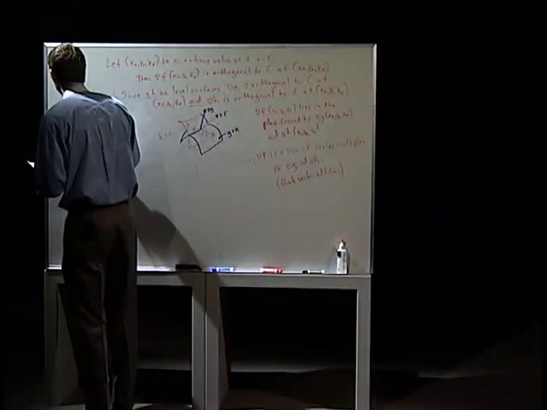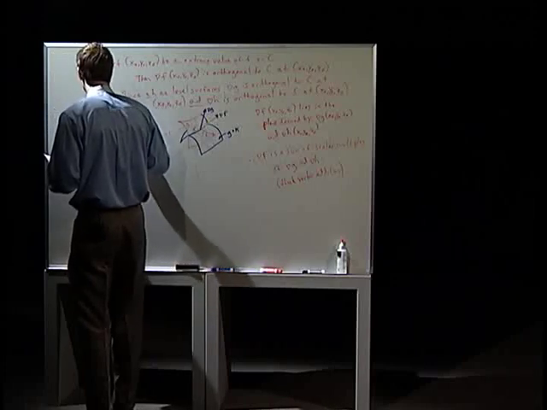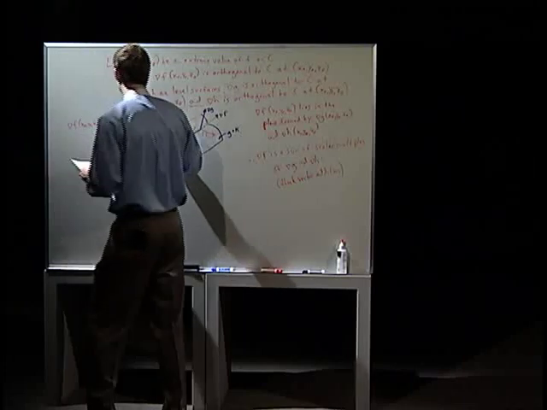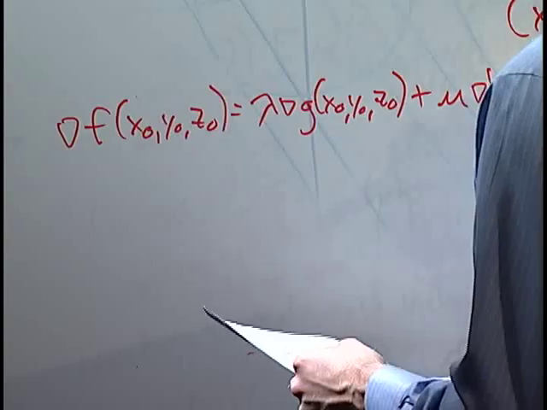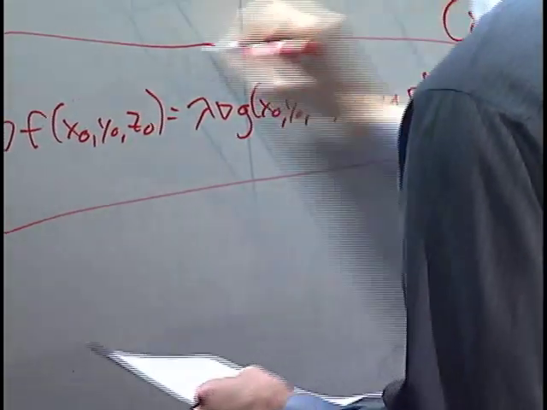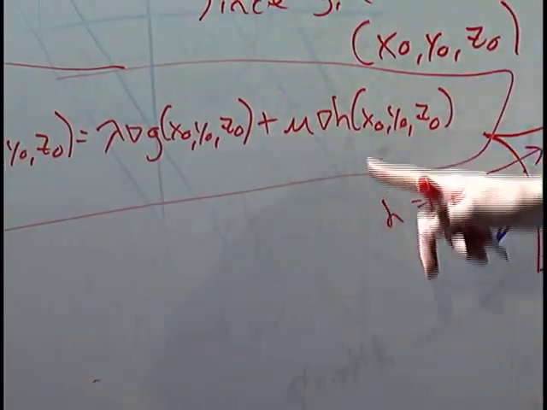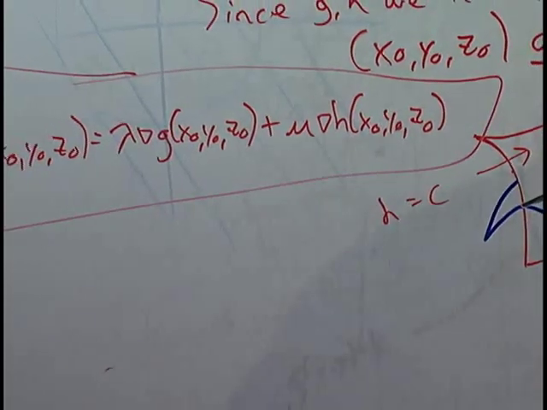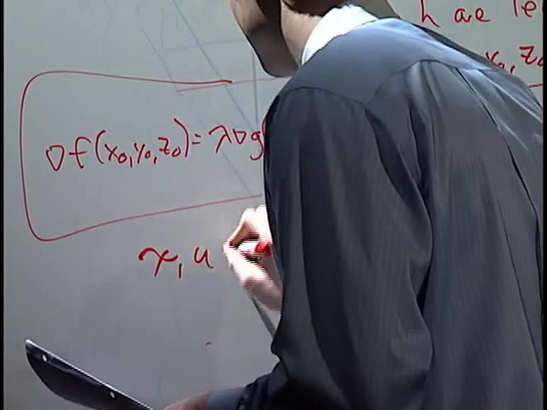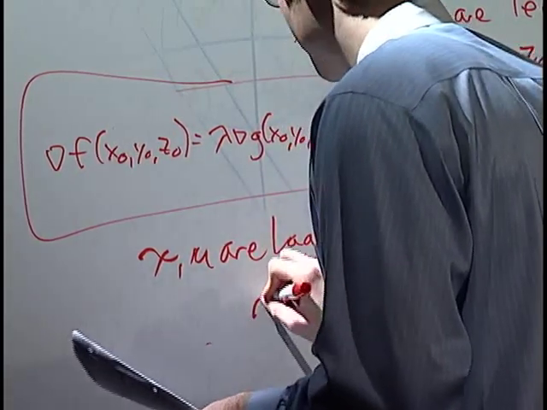Well, it means that the gradient of f is equal to lambda gradient g plus mu gradient h. It means that the gradient of f is equal to lambda gradient g plus mu gradient h, some sum of scalar multiples, where lambda and mu are Lagrange multipliers.